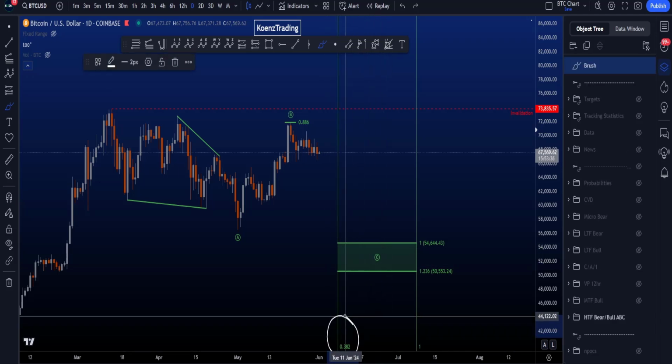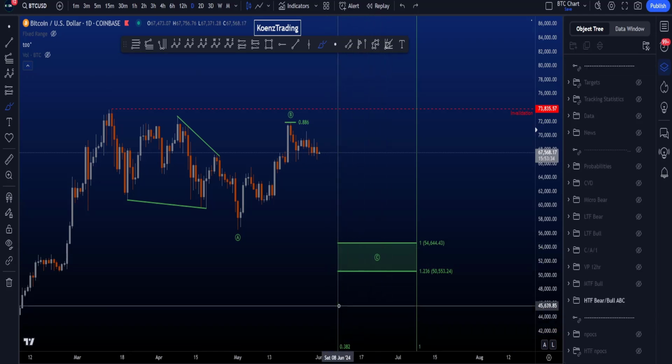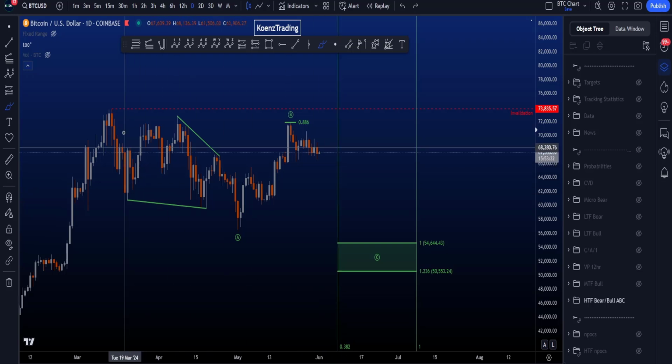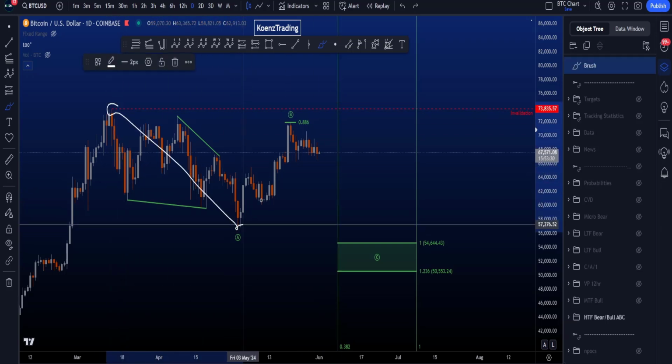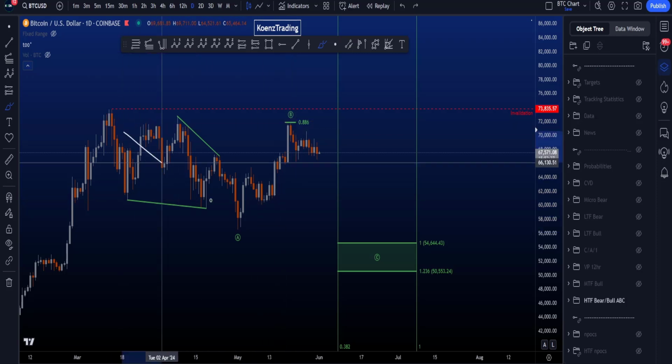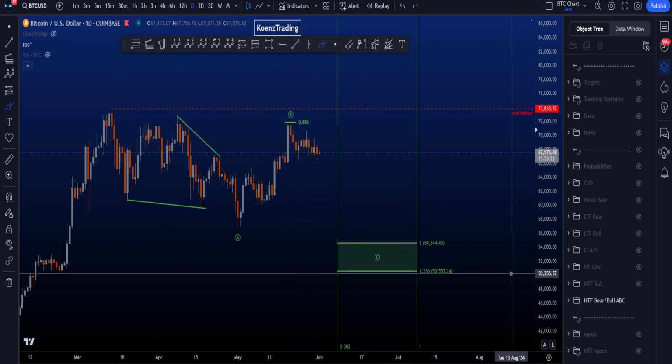ending after the 0.382 sitting on the 8th of June. This fib time is taken from the start to the end of A to the end of wave B, comparing wave A with wave C in time.